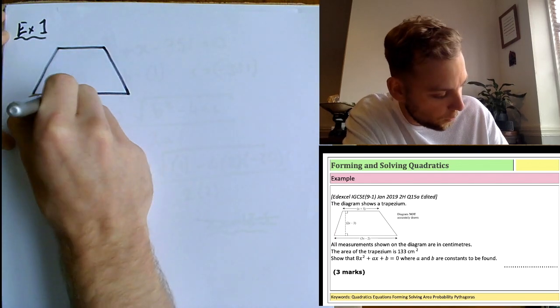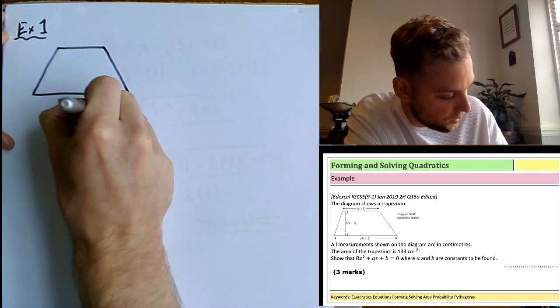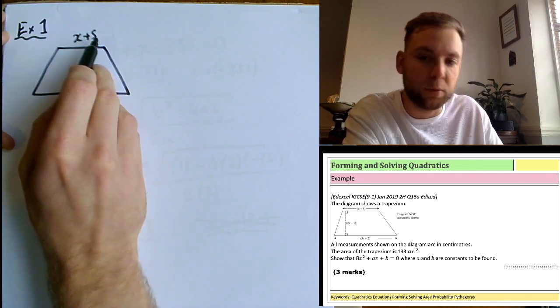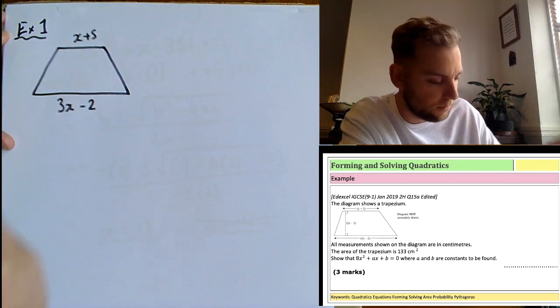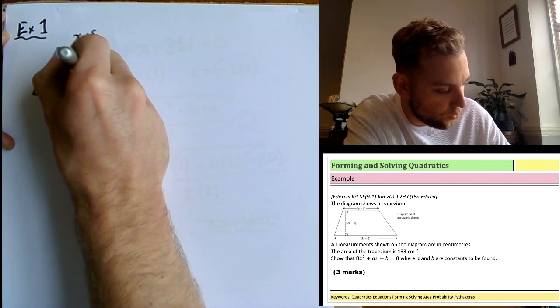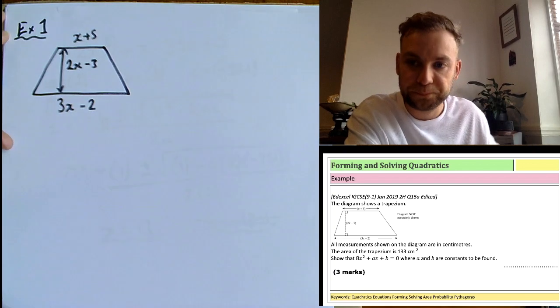trapezium. We've got 3x minus 2. We've got x plus 5. I notice they've given it in brackets. We don't need those brackets. We might use them later. And it's given us our vertical height, which is equal to 2x minus 3.